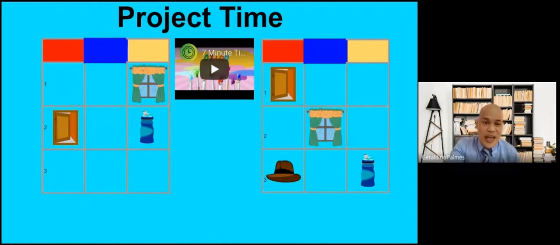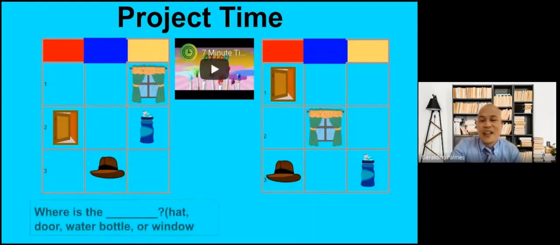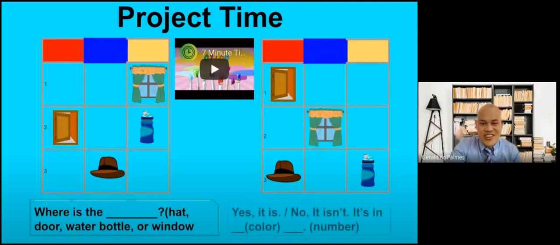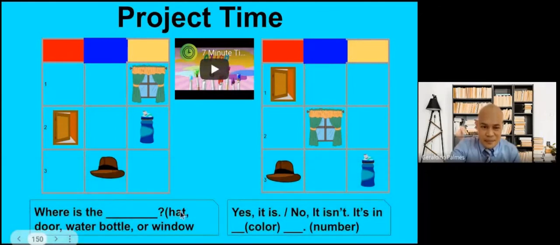What about the hat? Right here it is in blue three. So later on we will have questions and answers. Where is the hat? For example, here: where is the, and then hat, door, water bottle or window, you can place any of these words. Here the answer should be: where is the hat? Is it in blue three? You may say yes it is, or no it isn't, it's in, and then you can tell the color and the number.